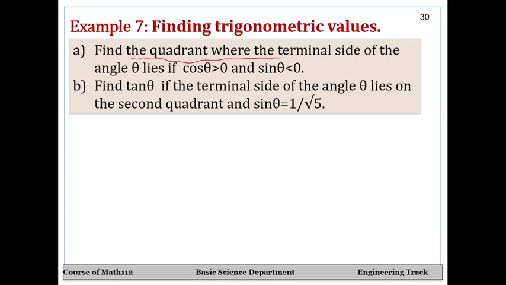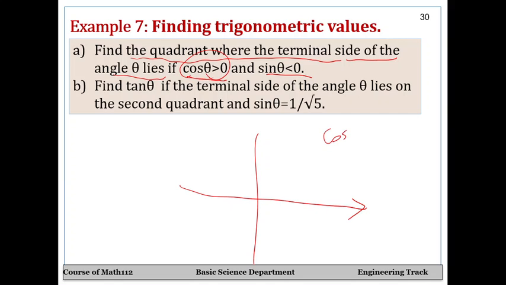Find the quadrant where the terminal side of the angle theta lies if cosine theta is bigger than 0 and sine theta is less than 0. So this is a question asking which quadrant theta is in. Okay, where should theta be? So just look at it. Cosine theta is positive, sine is negative. So where is this?